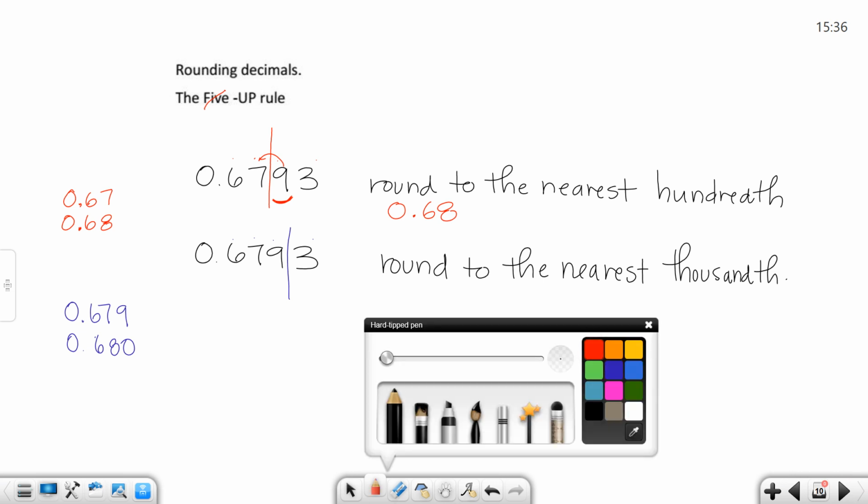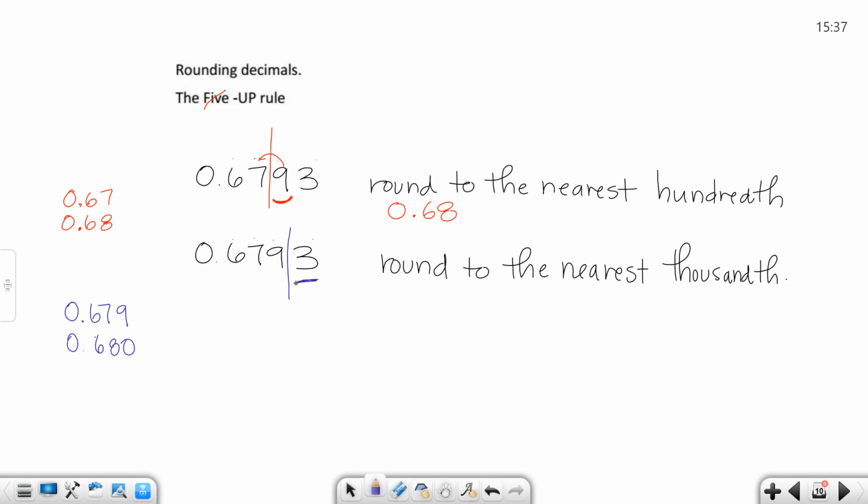Now, what goes from there is we're basing it off of this number here. Since this number here is less than 5, there's no rounding up. If it's 5 or greater, you round up. If it's less than 5, you keep it alone. So keep it as it is. So this is just going to be 0.679.